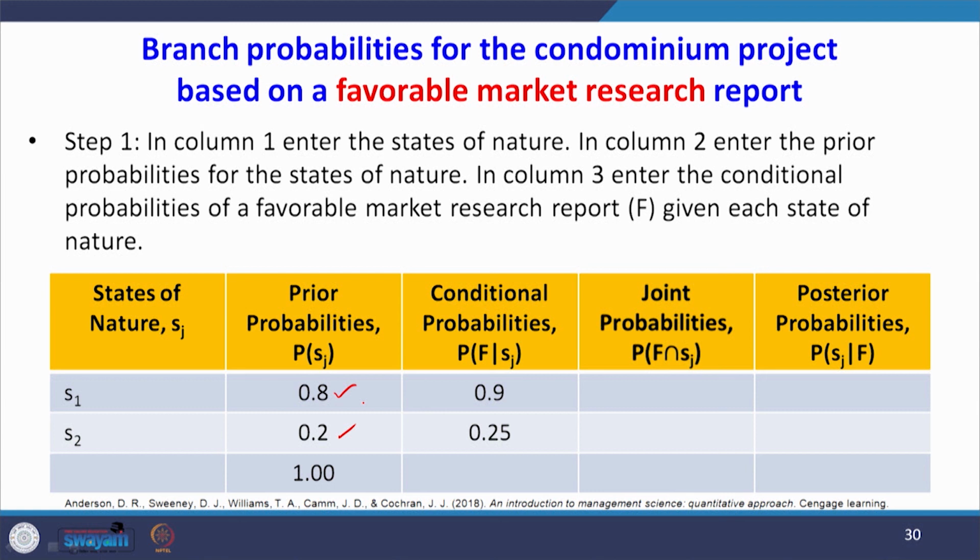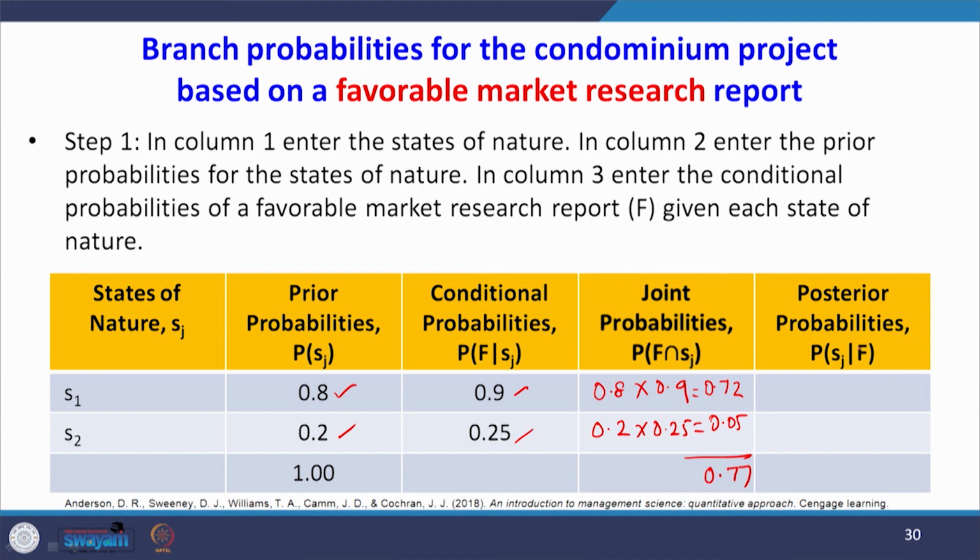In column 3, enter the conditional probabilities of the favorable market research report F given each state of nature. So, 0.95, 0.9 and 0.25. Then you multiply 0.8 by 0.9, then 0.2 by 0.25. So, this is the final value. When you add them, you get 0.77.